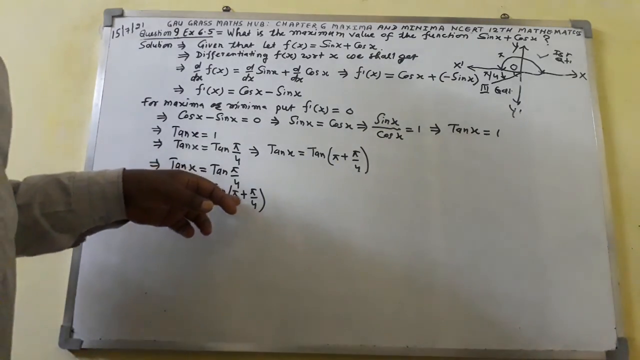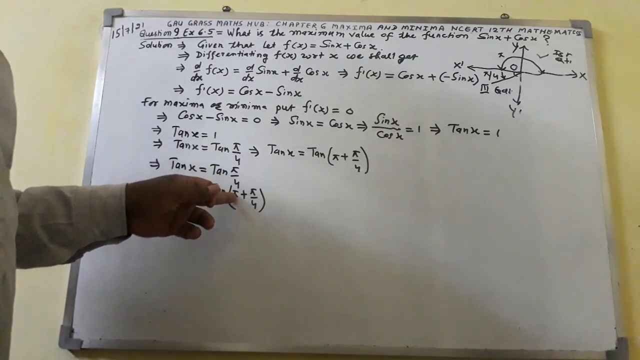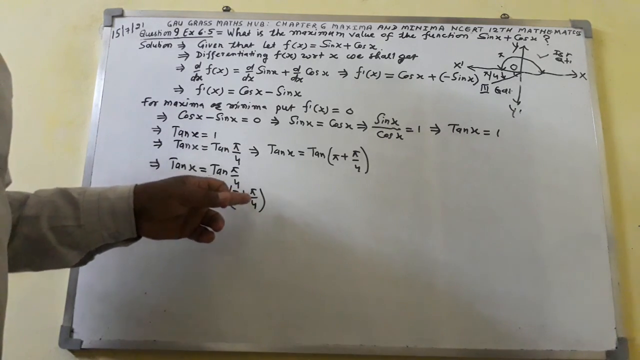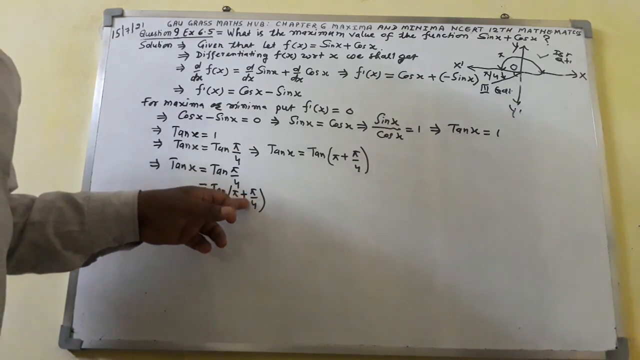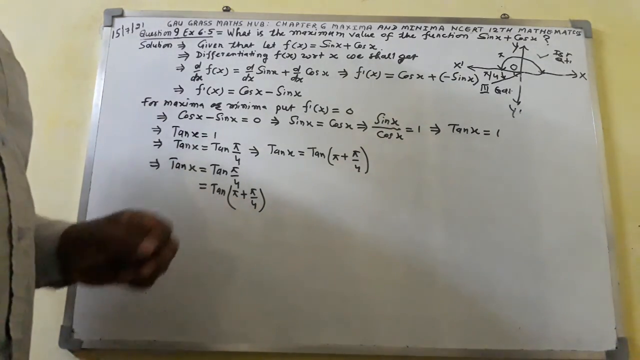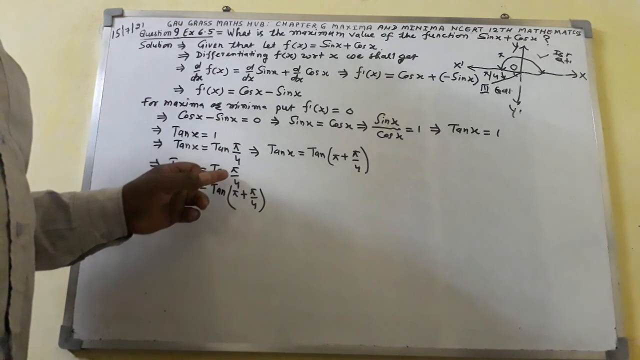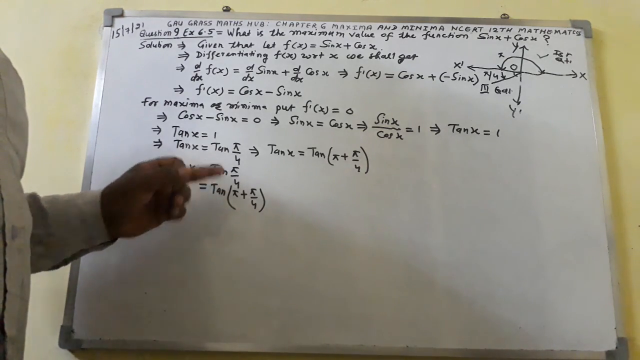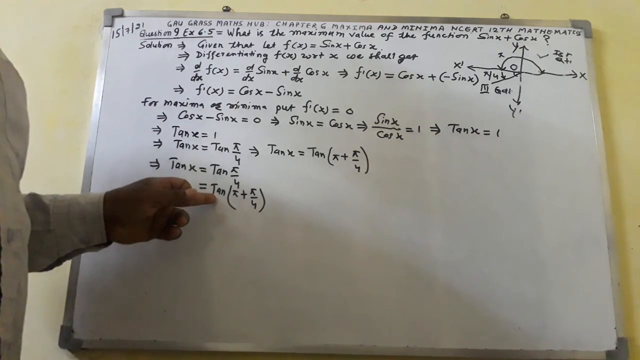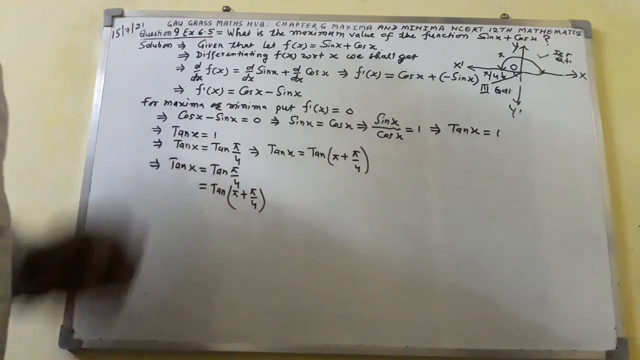Here tan of pi plus pi by 4. Pi means 180 degree plus. This means that it will go into the third quadrant. In the third quadrant, tan will be positive. The positive sign I have written here. Since pi is given, tan will remain the same as tan pi by 4.